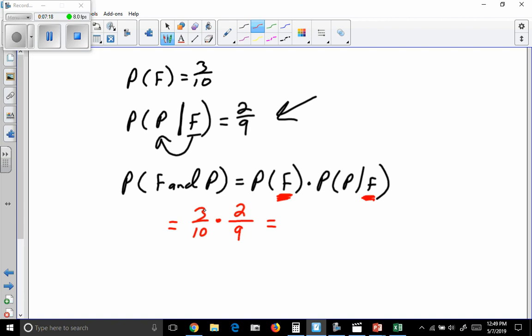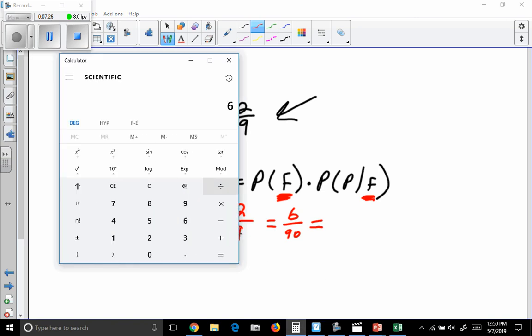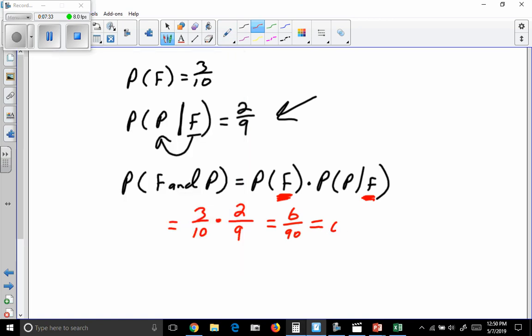So if we multiply that together, 3 times 2 over 10 times 9. And then if we just want to convert that to a decimal, 6 divided by 90, 0.6 repeating. I think I said that wrong. 0.06 repeating.